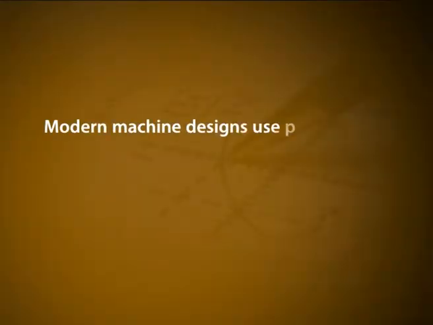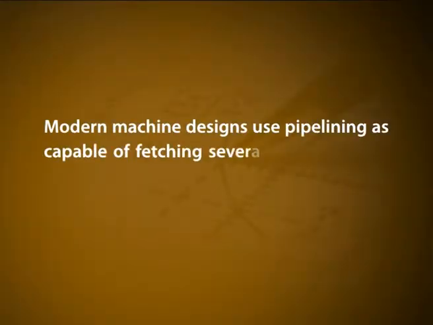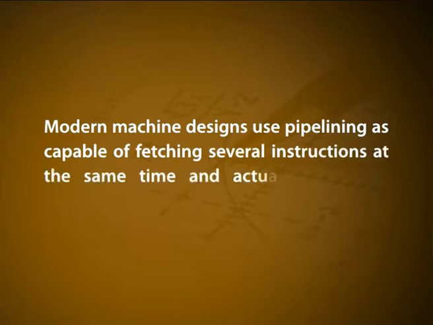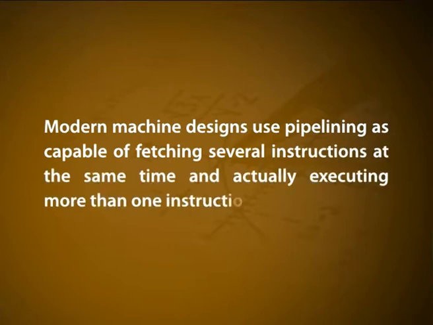That is, while one instruction is being executed, the next instruction can be fetched, which means that more than one instruction can be in the pipe at any time, each at a different stage of being processed. As a result, the total throughput of the machine is increased even when the time required to fetch and execute each individual instruction remains the same. Modern machine designs use pipelining, capable of fetching several instructions at the same time and actually executing more than one instruction at a time.